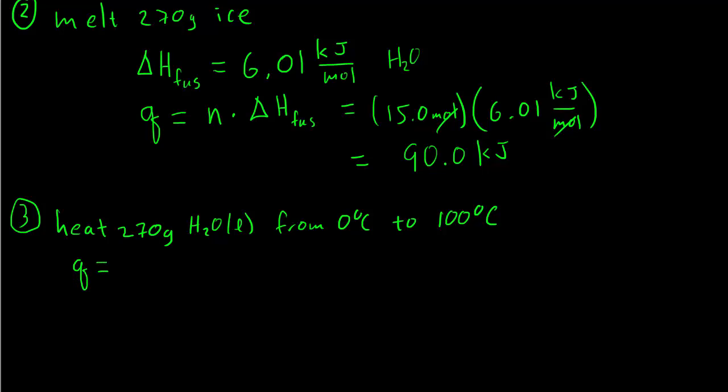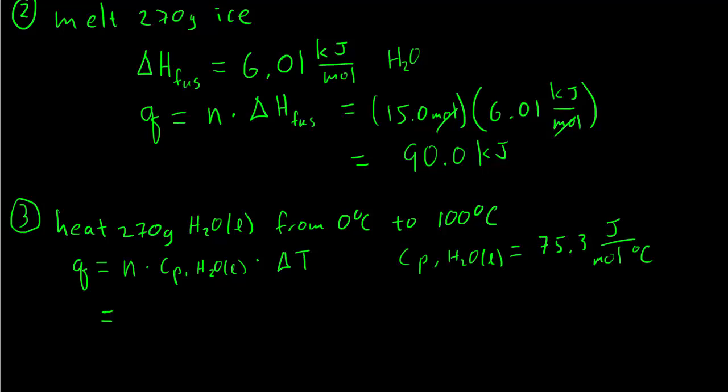Let's stick with the formula form that we were using before, n times the molar heat capacity. But this time we need the molar heat capacity for liquid water. And then we multiply that by delta T. So we need to look up our molar heat capacity for liquid water. And again, that's in table 5.1 in your textbook. And it turns out that that number is 75.3 joules per mole degrees Celsius.